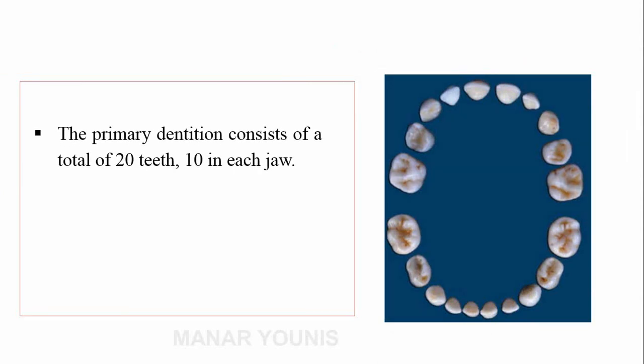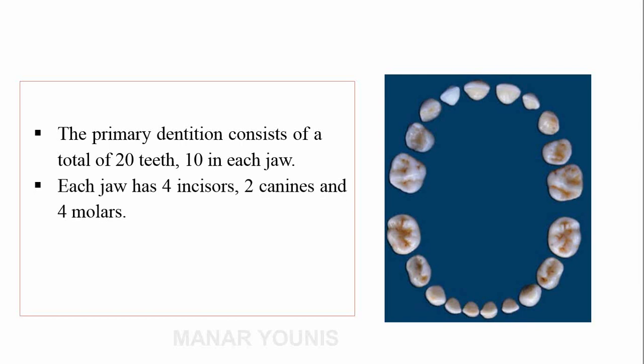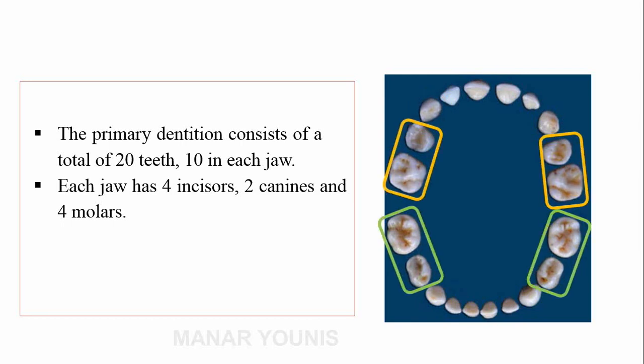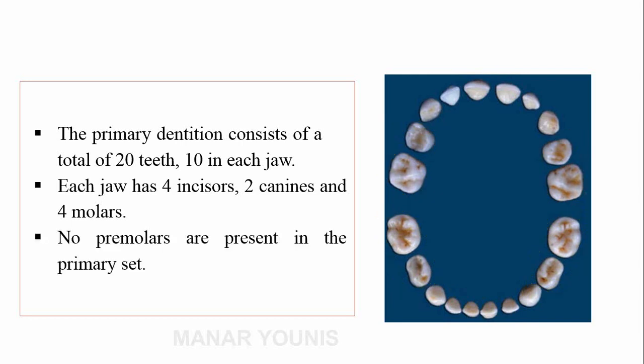Primary dentition consists of a total of 20 teeth, 10 in each jaw and 5 in each quadrant. In each jaw there are 4 incisors, 2 centrals and 2 laterals. There are 2 canines in each jaw, 1 in each quadrant, and there are 4 molars, 2 in each quadrant, the primary first molar and the primary second molar. There are no premolars in primary set.